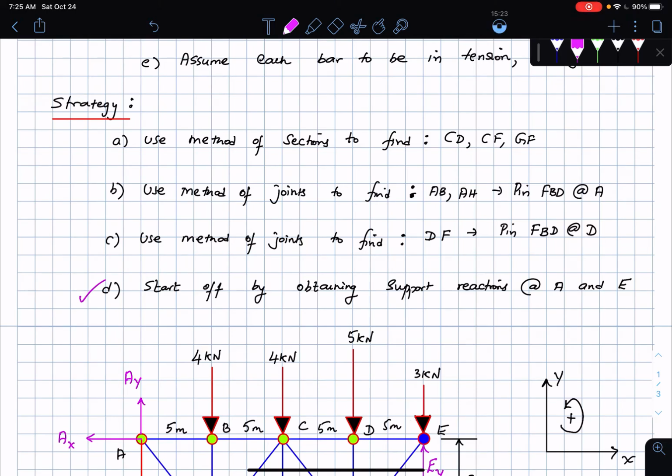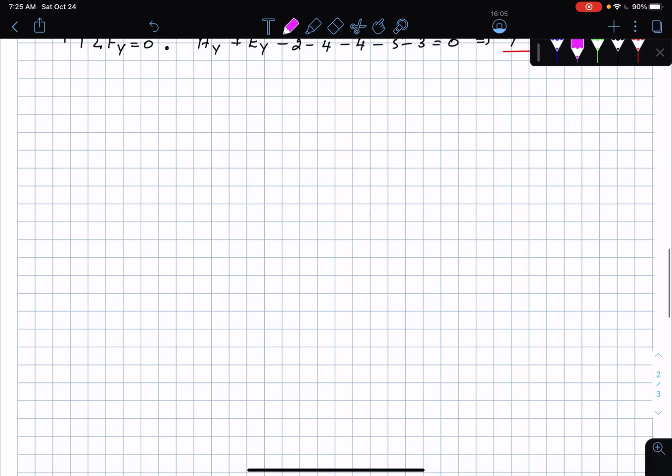It is just that the method of sections is more elegant, so I would like to get that done well before I do the method of joints. This is my next strategy. It is not necessary that you follow this particular order, except that if you don't find the support reactions, you can't do anything else in this problem. So I would find the support reactions first, and then for the rest you can go in ABC or BCA or CAB or whatever order you choose. I'm going to move forward and use the method of sections.